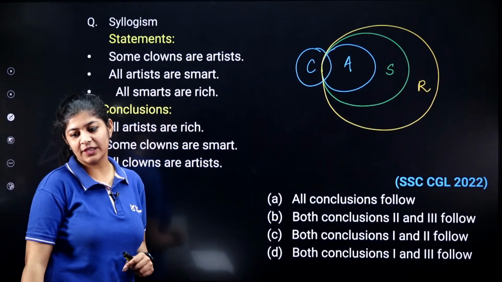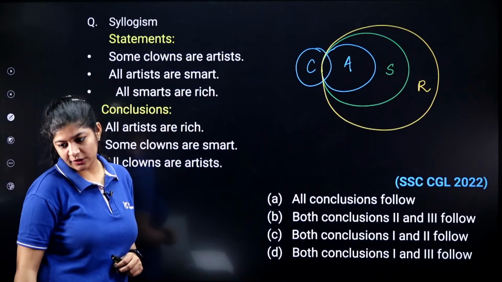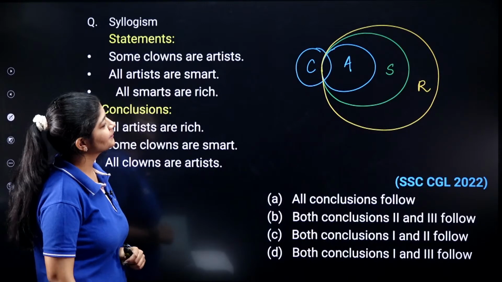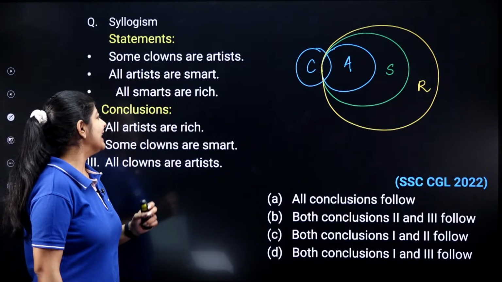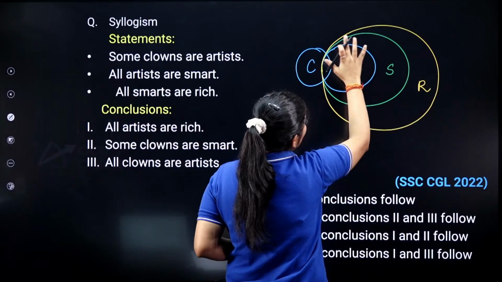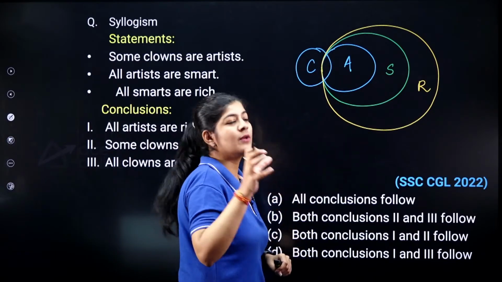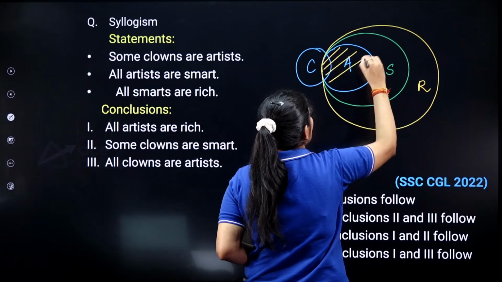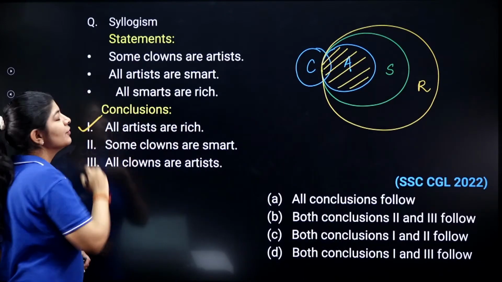Now on the basis of this, I need to check my conclusions. Very good, D. Very good, Ramakrishna. Very good, Rahul Tripathi. Okay, let's see. First conclusion, all artists are rich. All artists. Basically, the whole part of artists belongs to smarts and the whole of smarts belongs to rich category. So we can say that yes, all the artists belong to rich category. So this conclusion is true.